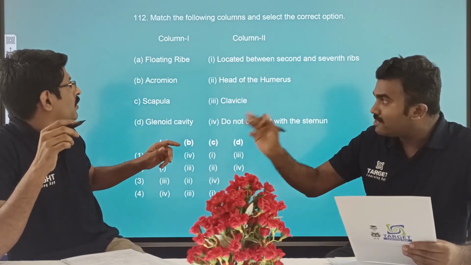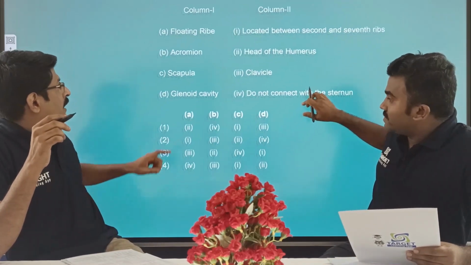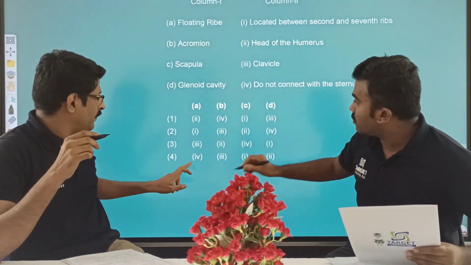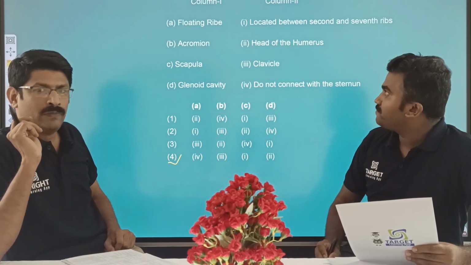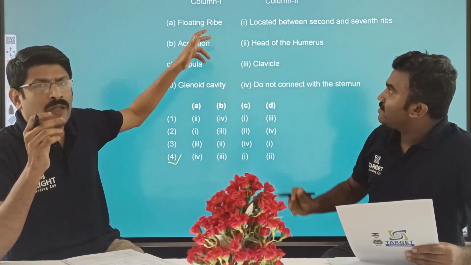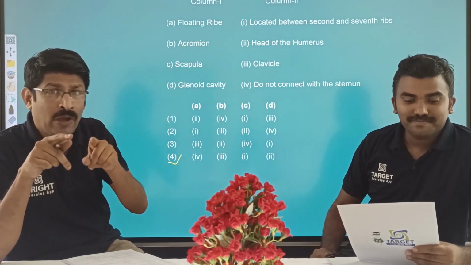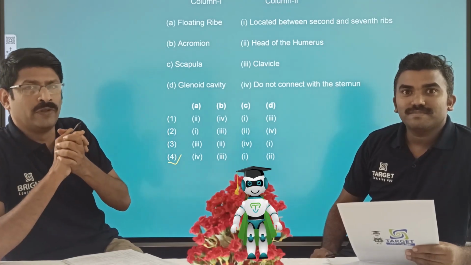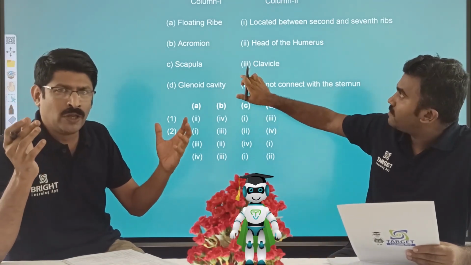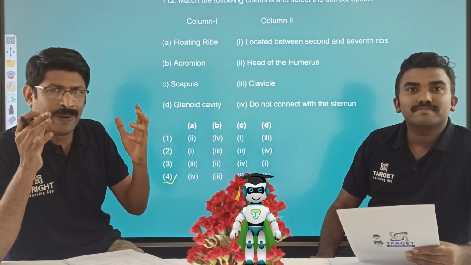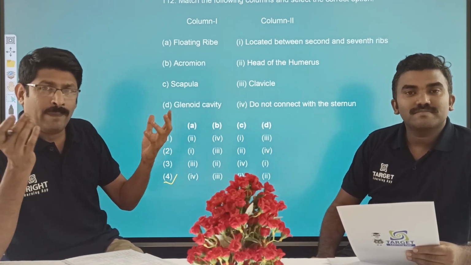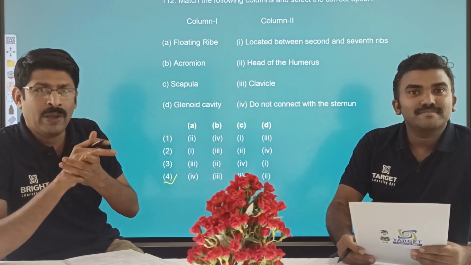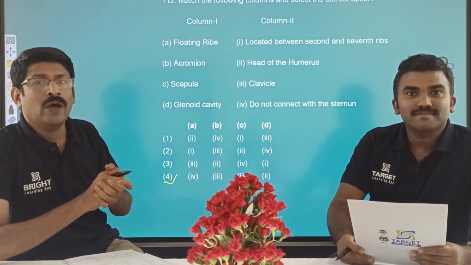So from that itself they can get the answer. Floating ribs, fourth one. Only one option has A as 4. So there is no need to check all these and waste time, because we need time to solve the physics questions. Many institutes practice students in this type of technique in biology. The Bright Learning app and also the Target Learning app provide this type of technique to the students as well.